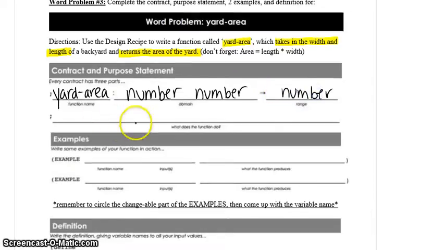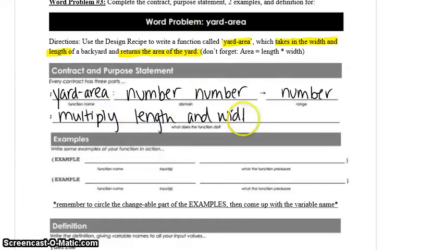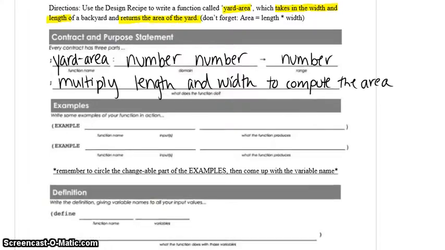So when we get to the next line where we are writing the purpose statement, we need to keep this formula in mind, because mathematically what this yard area is supposed to do is multiply the length and the width to compute the area. So that's my purpose statement. You can word it a little bit differently and it's still okay. Let's take a look at some examples. I'll do one example and then I want you to do the second one on your own.